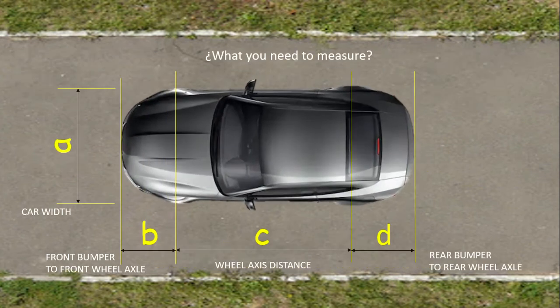Other parameters taken are the width of the car, with no mirrors taken, the distance between the axle and the front bumper, the distance between axles, and finally the rear axle to the rear bumper.